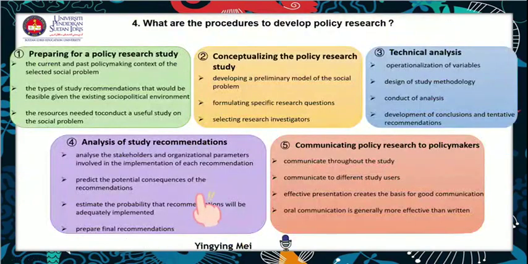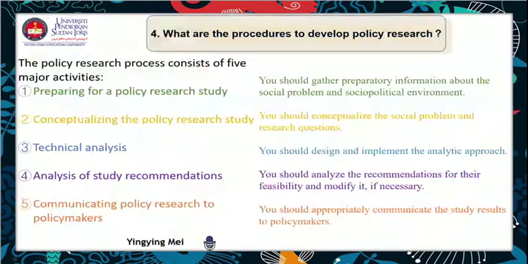At this stage, there are four major activities. Analyze the stakeholders and organizational parameters involved in the implementation of each recommendation. Predict the potential consequences of the recommendations. Estimate the probability that recommendations will be adequately implemented. Prepare final recommendations. Fifth step, communicating policy research to policymakers.